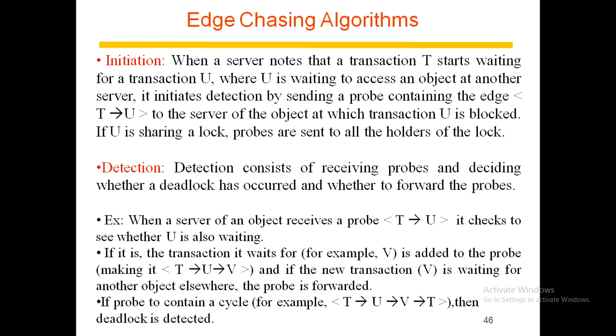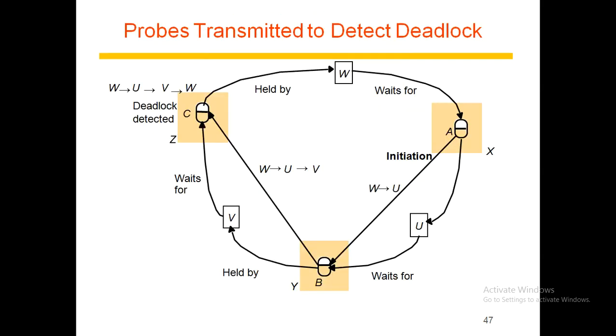Before forwarding a probe, the server checks to see whether the transaction, for example T, it just added has caused a probe to contain a cycle, that is, for example, T to U, U to V and V to T. If this is the case, it has found a cycle in the graph and deadlock has been detected. The resolution is, when a cycle is detected, a transaction in the cycle is aborted to break the deadlock.